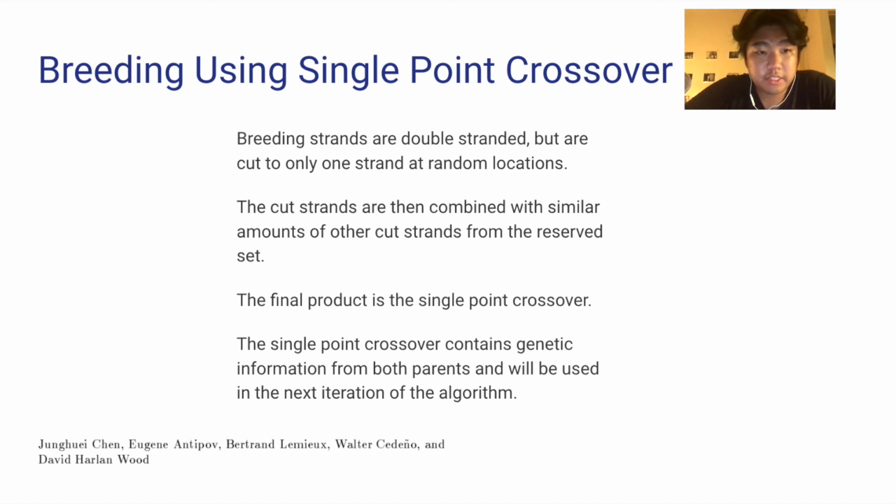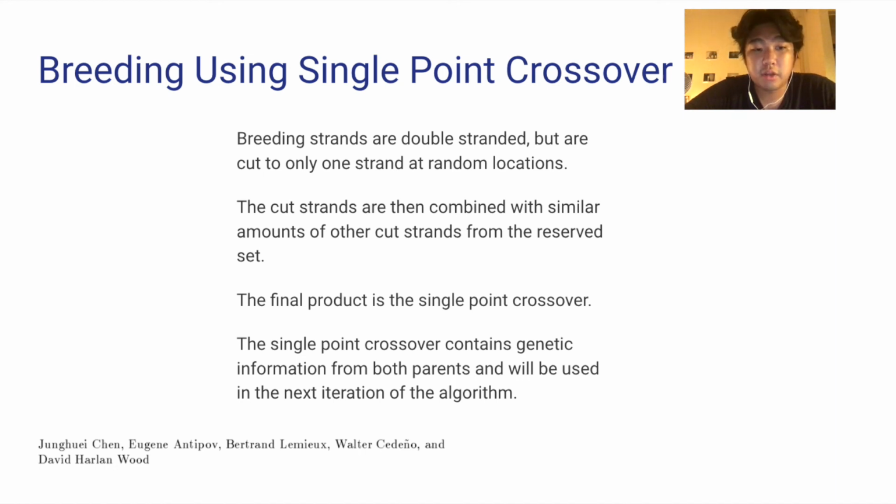and cut the strands and combine them with similar amounts from the reserve set. This is why we have the reserve sets, because we need that extra amount of DNA to combine with the ones that we are going to use for breeding. And then the final product is called the single point crossover.